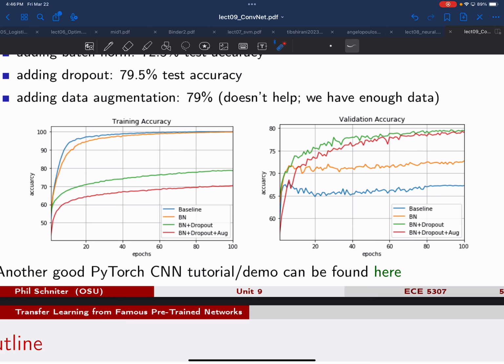So, okay, how do we improve this? Well, what if we add batch norm? So when we add batch norm, not too much happens with training, still getting close to 100%. But now, validation gets a big boost. We're up to maybe like a 5% improvement.